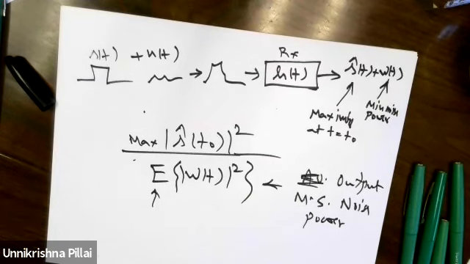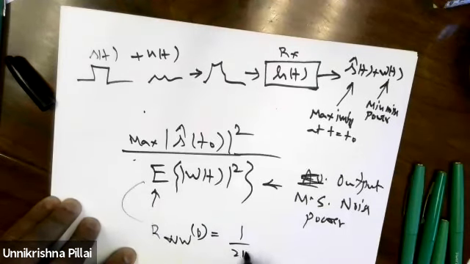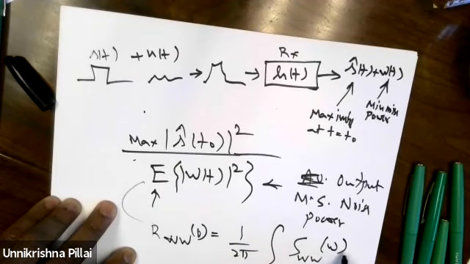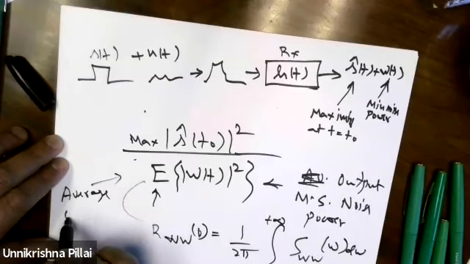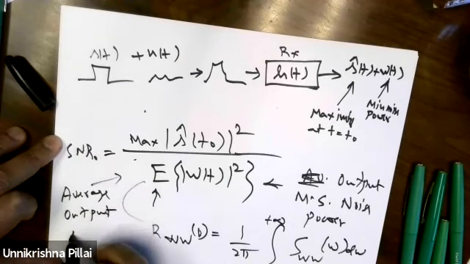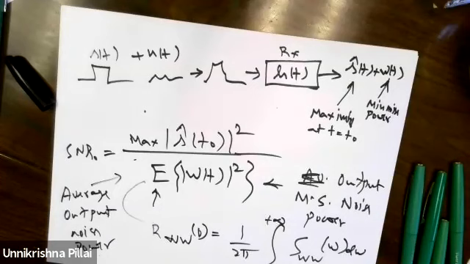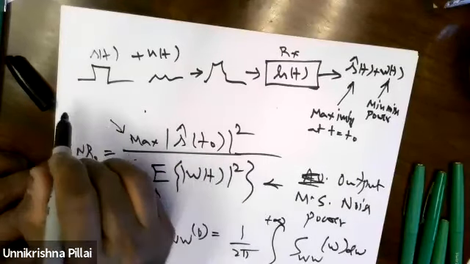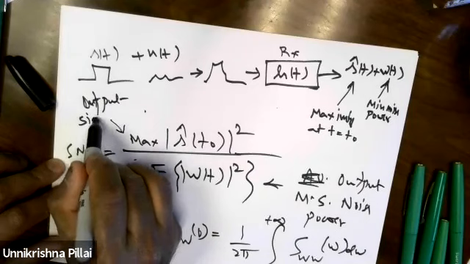Why power? Because the expected value of W(t) squared is R_WW(0). And that, from what we learned, is the area under the output power spectrum. So this is certainly the average power. This is the average output noise power. So we will call this SNR output, the output signal to noise at t equal to t0.